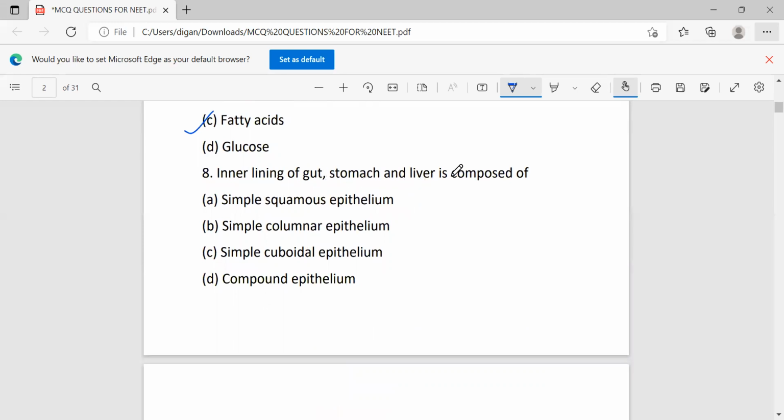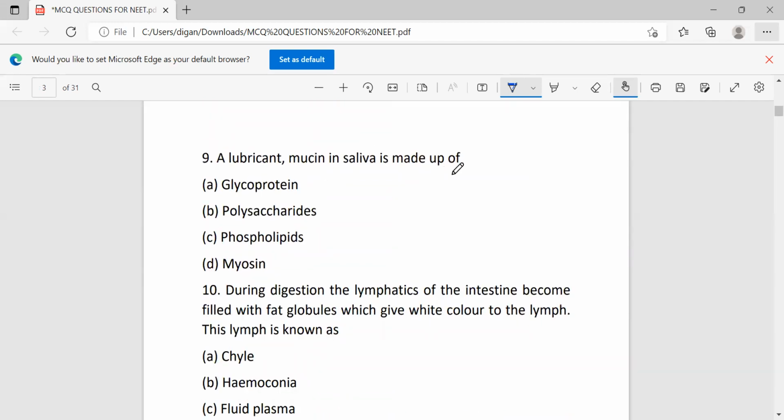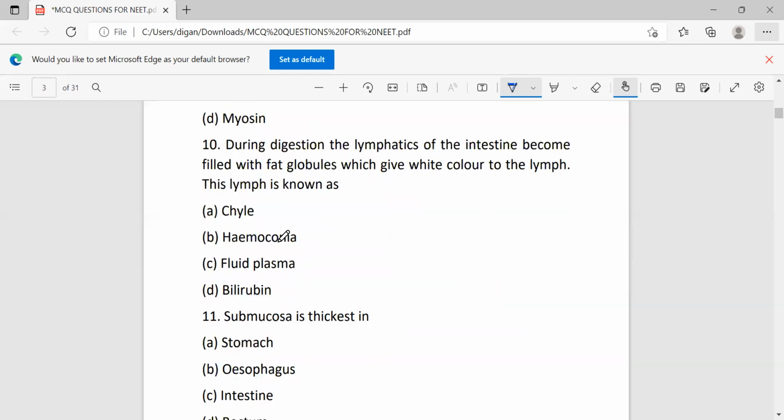Inner lining of the gut, stomach, and liver is composed of simple squamous epithelium, simple columnar epithelium, simple cuboidal epithelium, or compound epithelium. And the correct option is B, simple columnar epithelium. The lubricant mucin in saliva is made up of, four options are given, and the correct option is A, that is glycoprotein. Next question: during digestion, the lymphatics of the intestine become filled with fat globules which give a white color to the lymph, and this lymph is known as, and the correct option is A, that is chyle.